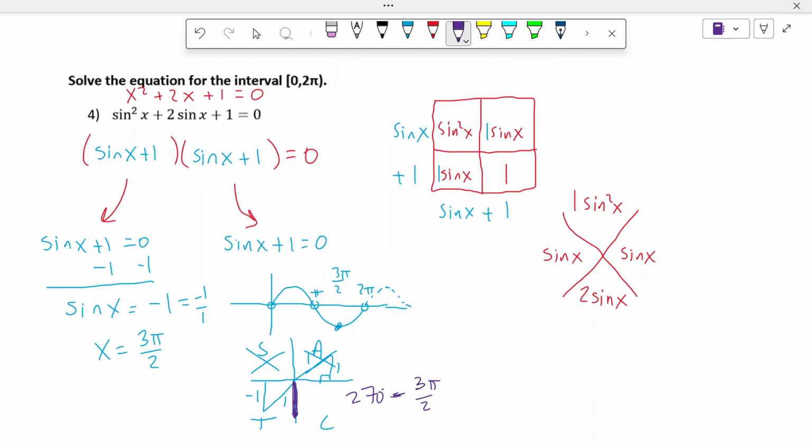Again, I actually think knowing the graph of the sine function just makes it that much easier. So there's our answer, and it looks like that's our only answer for both parts, because they're exactly the same, and there's only one answer for this part. So there we have it.